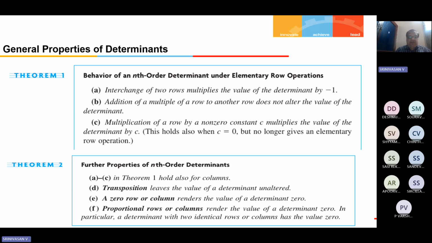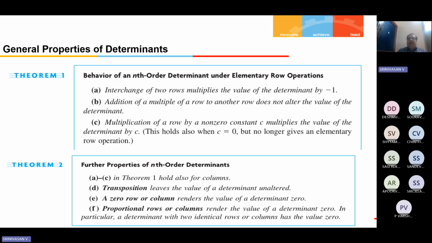Now, further properties. Transposition leaves the value of a determinant unaltered. What is the meaning? Determinant A is the same as determinant A transpose. Transposition means A transpose. You will write A superfix T. Know that. This is the first one, isn't it? It's the first one.